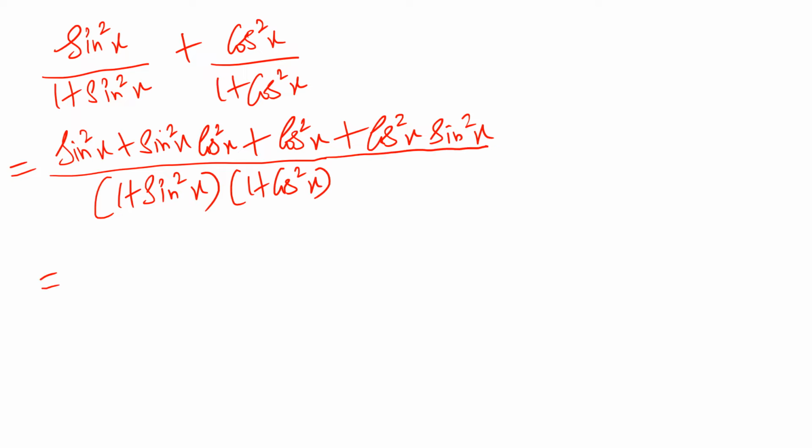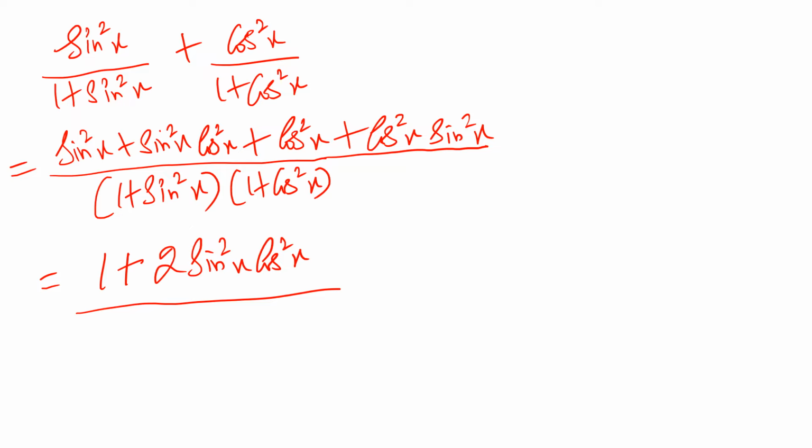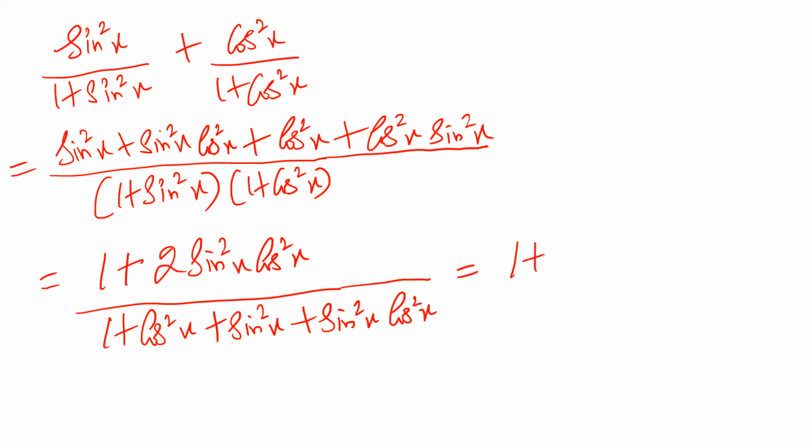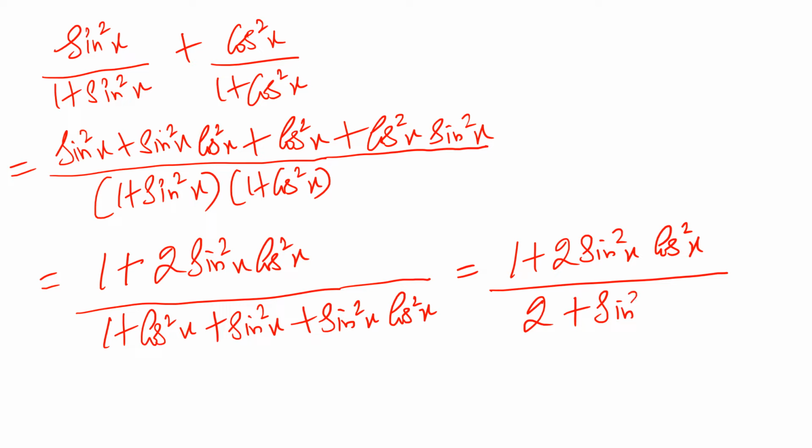Right? Now just put the value of sin square x plus cos square x as 1. So the numerator becomes 1 plus 2 sin square x into cos square x. And if I open the brackets in the denominator, I will be getting 1 plus cos square x plus sin square x plus sin square x into cos square x. So this expression becomes 1 plus 2 sin square x into cos square x divided upon 1 plus 1, that means 2 plus sin square x into cos square x.